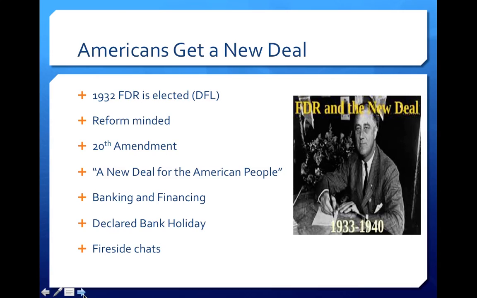In fact, on day 1 of taking office, he declares a bank holiday, and he mandates that all banks close to prevent further withdrawals during the Great Depression. He then persuaded Congress to pass the Emergency Banking Relief Act. The Emergency Banking Relief Act authorized the Treasury Department to inspect the country's banks. Those that were sound could reopen at once. Those that were insolvent, unable to pay their debts, would remain closed.